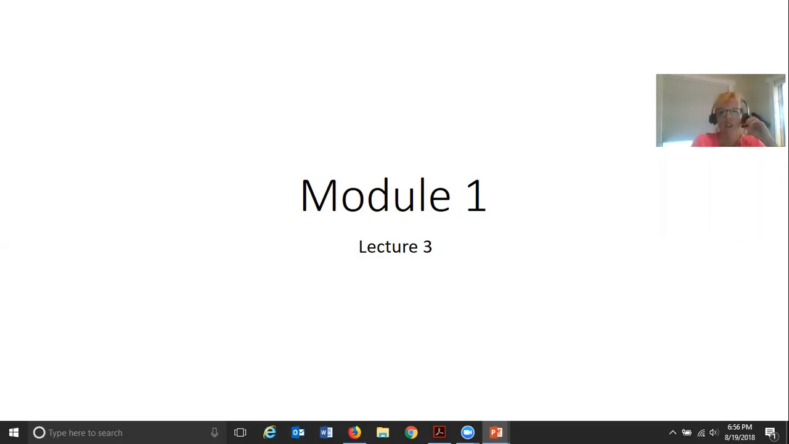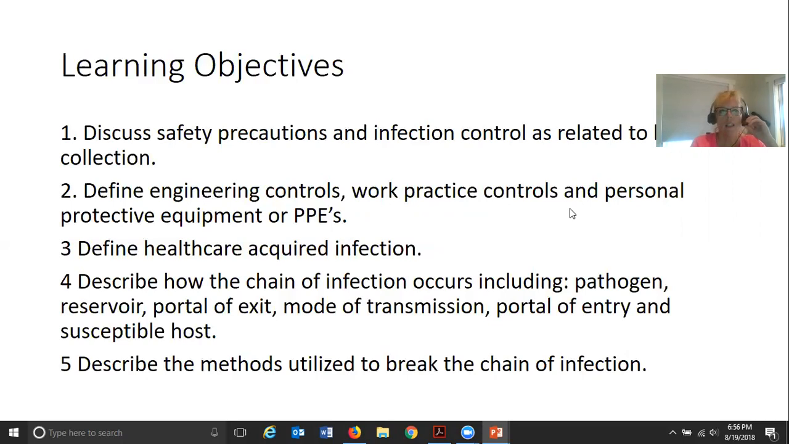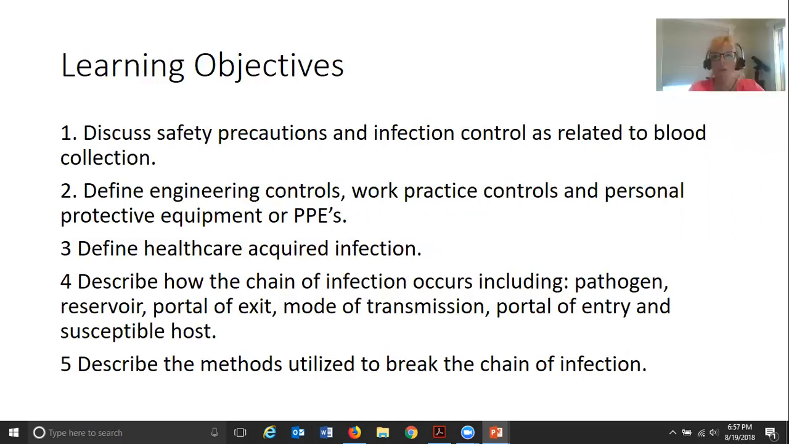In this lecture, we're going to talk about safety precautions and infection control as related to blood collection. We're going to define engineering controls, work practice controls, and personal protective equipment, also known as PPE. We're going to talk about healthcare-acquired infections and describe how the chain of infection can occur, including words like pathogen, reservoir, portal of exit, mode of transmission, portal of entry, and susceptible host.